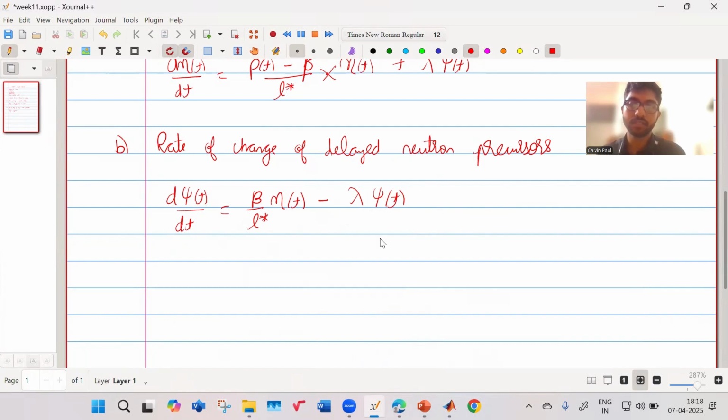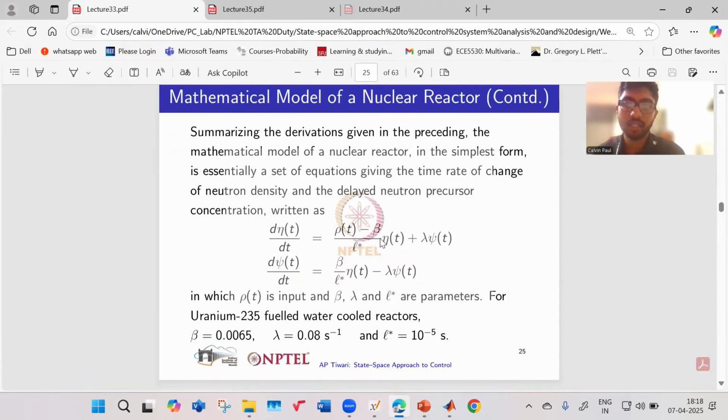Now, what are the further equations? Till now, it consists of two equations: the time rate of change of neutron density and the delayed neutron precursor concentration. Okay, rho(t) is the input. Beta, lambda, and L star are parameters. For uranium-235 fuel water-cooled reactors, these are the values: beta is equal to 0.0065, lambda equal to 0.08 per second, and L star equal to 10 raised to minus 5 seconds. Okay, these are the values.